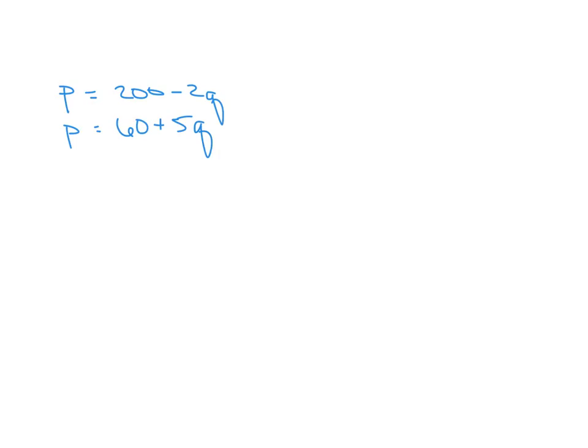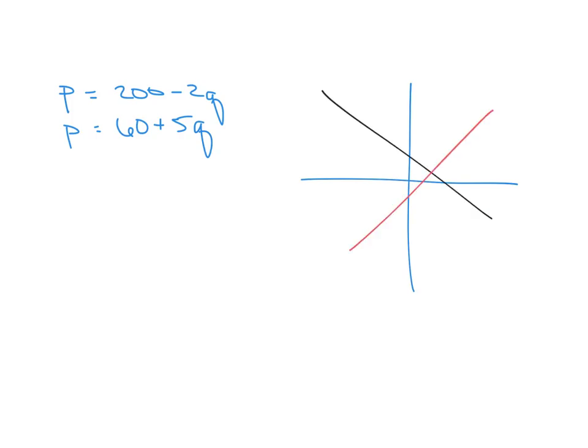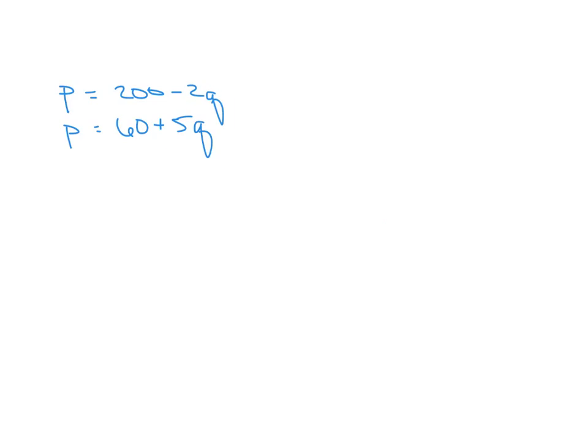Okay, so A says if the price is $140, how many units are supplied and how many are demanded? B, does the price give a surplus or a shortfall? And C, what price gives market equilibrium? So market equilibrium, C, is basically solving for Q and P and finding the place where, if we were to graph it, both these lines cross, where everything is in equilibrium. Okay, so that's what C ends up doing, and we'll get to that in a minute.